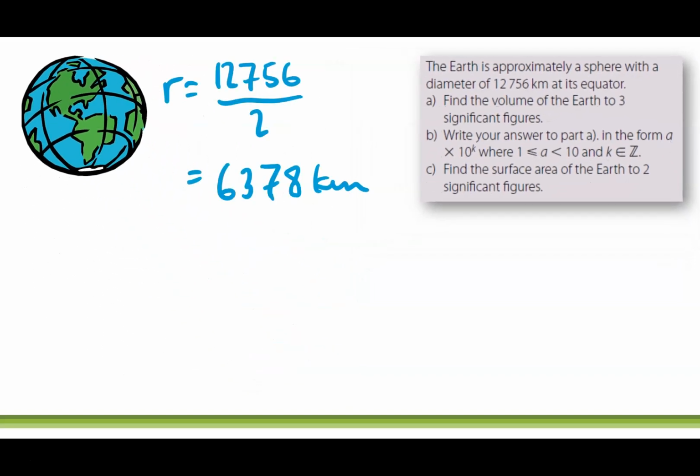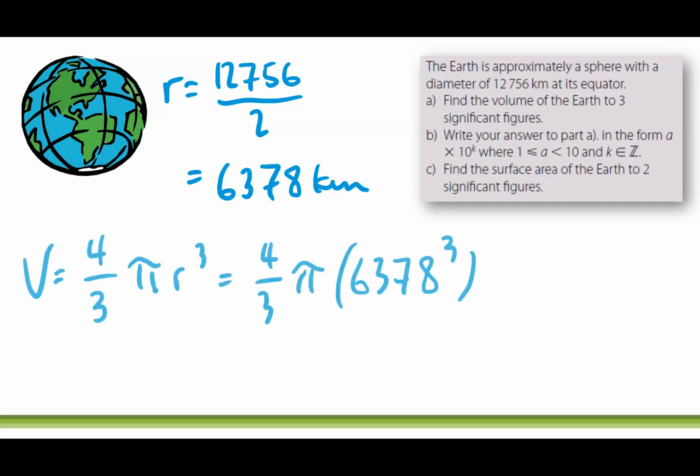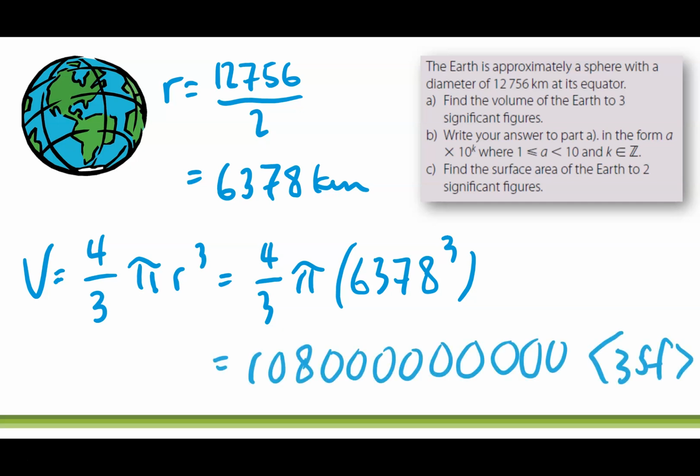Okay, so first things first. The radius is half of the diameter. Be very careful in these questions. If they tell you the diameter, that's not going to work because these formulas are built on the radius, so you actually have to divide it by 2, which I've done. Now the formula for the volume of a sphere is 4/3 pi r cubed, so I take 4/3 pi, replace the r with the 6378 and cube it, and you're going to get your calculator to tell you a walloping big number.